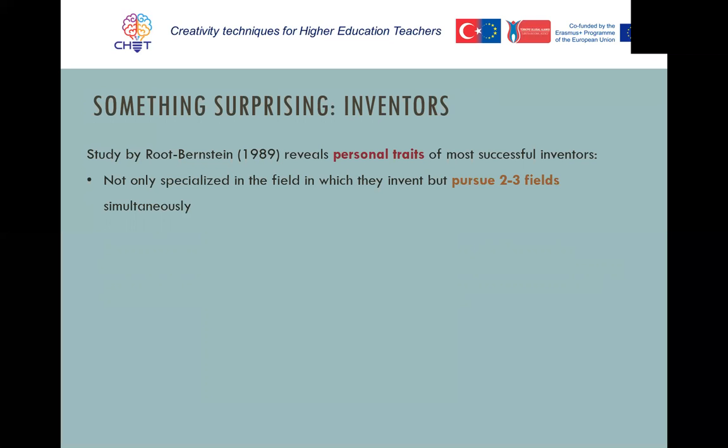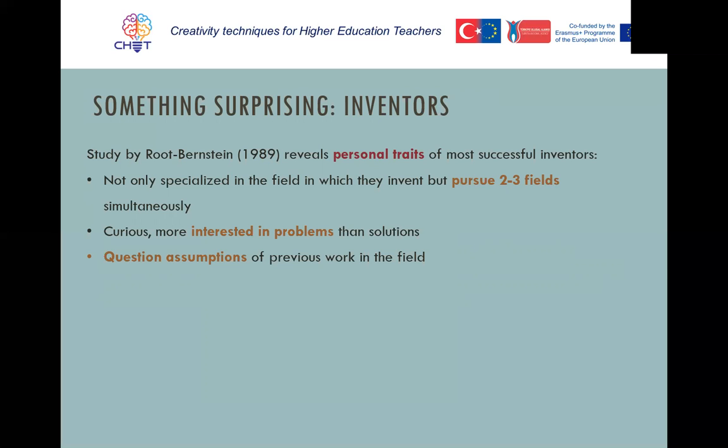The first one is that they usually know 2 to 3 fields simultaneously very well. So 2 to 3 knowledge domains, which might mean that they have studied 2 to 3 fields. It might also be that they are working in a completely different professional field. So for example, in engineering, but in their spare time, they are really, really great musicians. That would also mean they pursue 2 to 3 knowledge fields simultaneously.